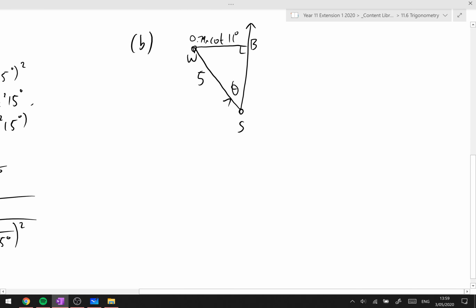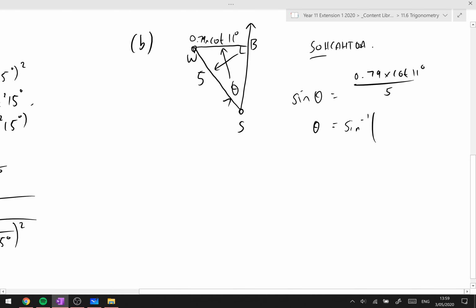Okay, so to work out this angle now, we're going to use our trig ratios. We've got an opposite, we've got a hypotenuse. Quickly jotting down my trigonometric mnemonic, and I know that's sine. So sine theta is equal to the opposite, which is 0.79 times cot 11 degrees over 5. So theta is equal to sine inverse of all that, because I want to work out what that is equal to. Put it into your calculator, and you get that theta is equal to 9 degrees. So the bearing must be 9 degrees, right?